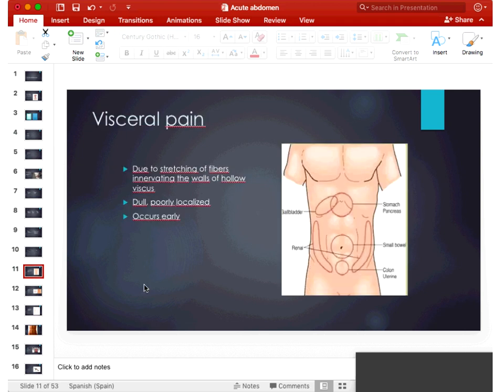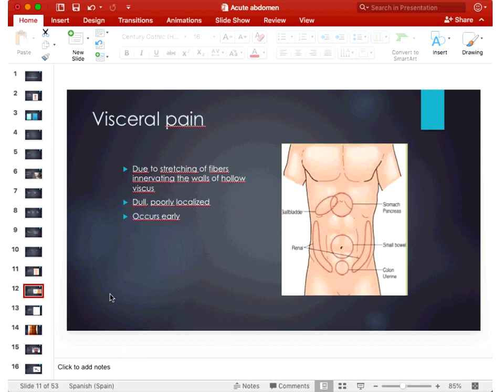When we're talking about visceral pain, this is due to stretching of the fibers of the walls of a hollow viscus, such as the stomach or intestine or colon. And this is very poorly localized. If you ask the patient to point with one finger where he has the most pain, he or she cannot differentiate very well where the pain is located. And it occurs early during evolution.